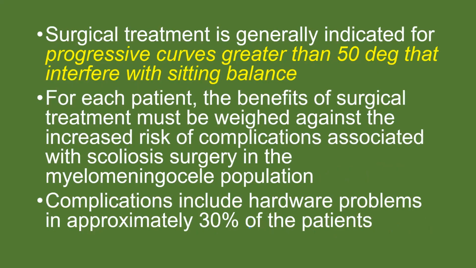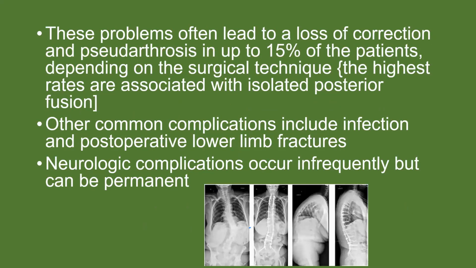Surgical treatment generally is indicated for progressive curves greater than 50 degrees that interfere with sitting balance. And many times we go both anteriorly and posteriorly to get a better fixation of the spine and decrease the incidence of pseudoarthrosis. Complications include hardware problems in approximately 30% of patients. So you have to pay attention to this.